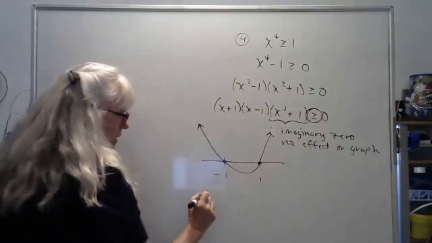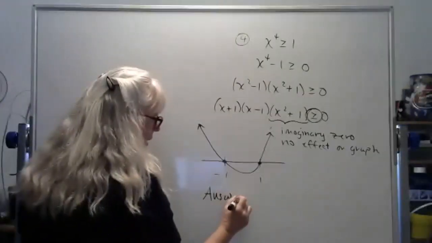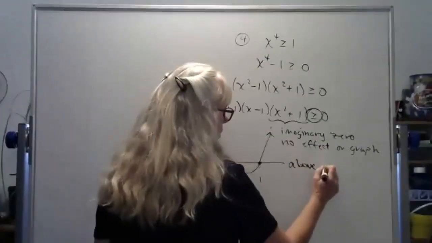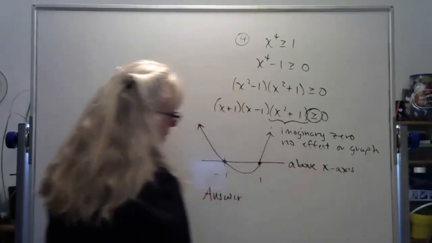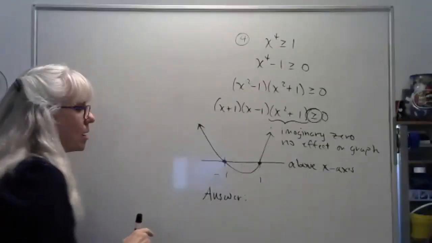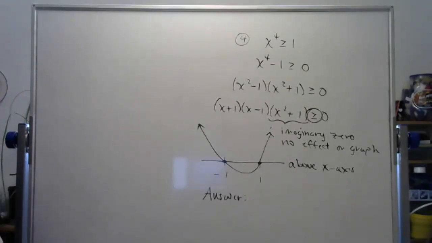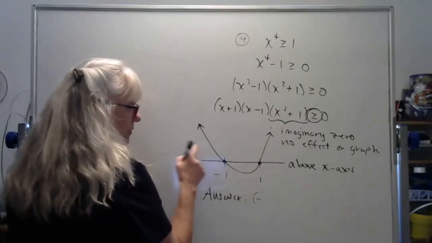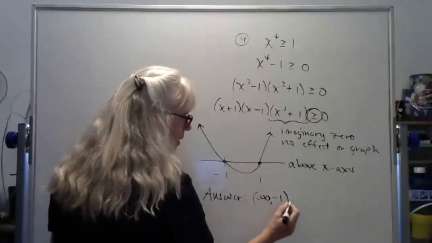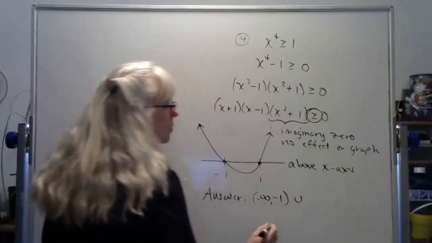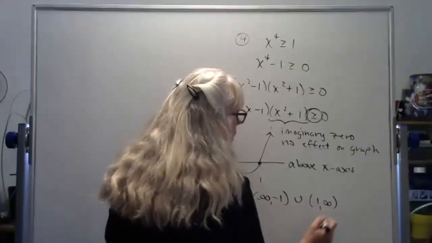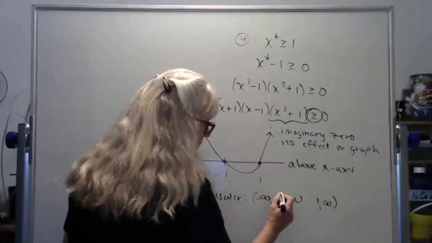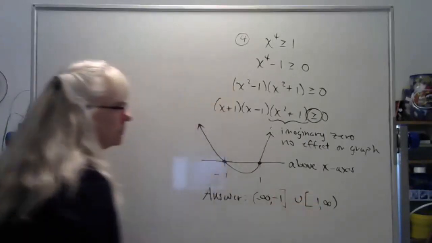So then what's our answer going to be? So where is this graph above? Because it says greater than or equal to, we need where it is above the x-axis. So it's above the x-axis from -∞ to -1. And then again, and I think I just messed up, from 1 to infinity. Yeah, I did. The inequality has an equal to on it, so I have to move those into brackets.